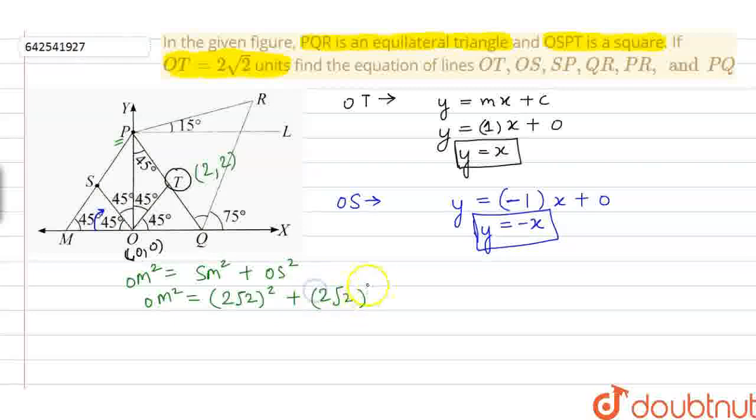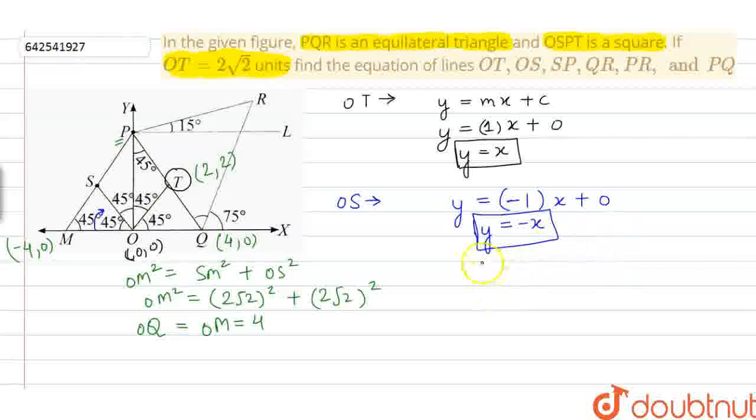So this becomes a square of 16, that is 8 plus 8, that is 16. So we can say that OM is equal to 4, right? So if this is 4 units, then the coordinates of point M become minus 4, 0. Similarly, OQ would also be equal to 4, right? So OM would be equal to OQ and the coordinates of point Q would be 4, 0. Now after that, we know that PSOT is a square, so PO would be the diagonal of that square, and we know that the square has sides of 2√2.